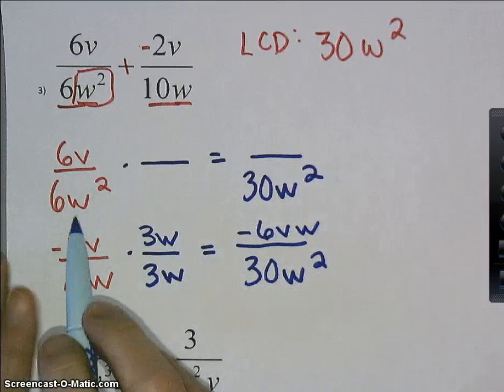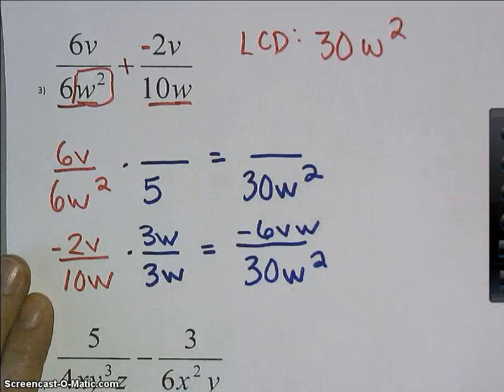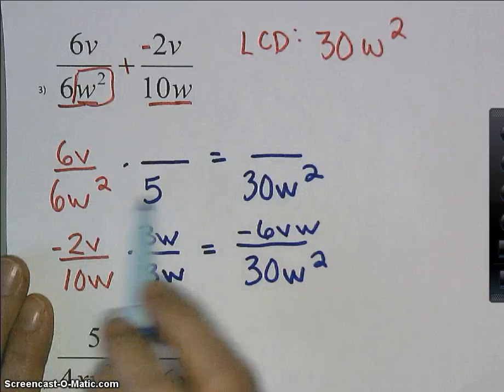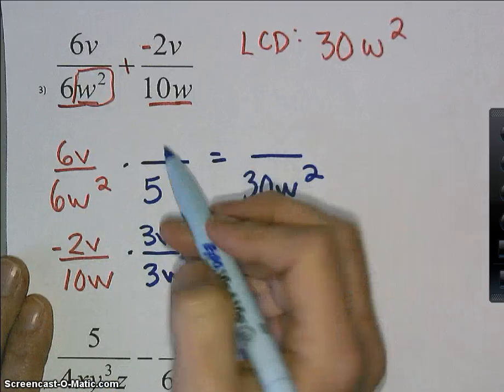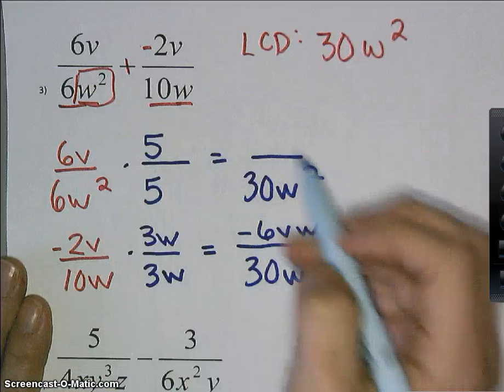And then on the top, 6 times what gives me 30? 6 times 5. And then w squared times what gives me w squared? I don't have to do anything else there. So I get 6v times 5 is 30v.